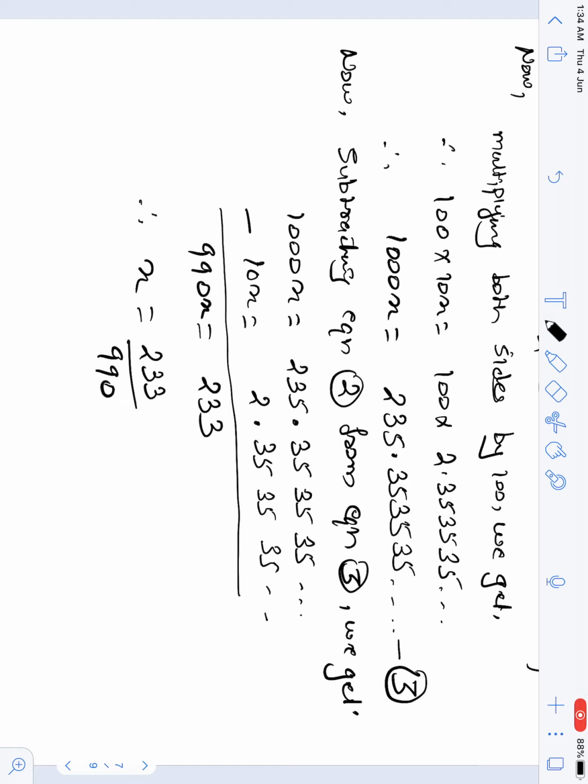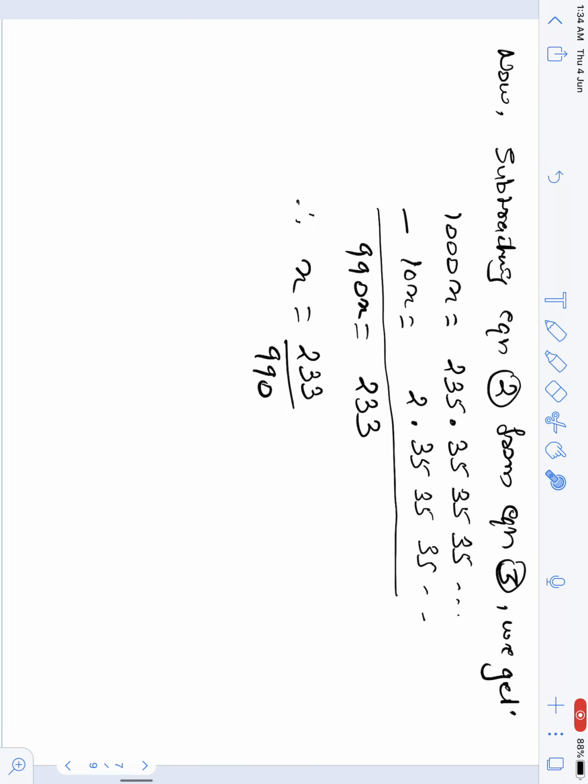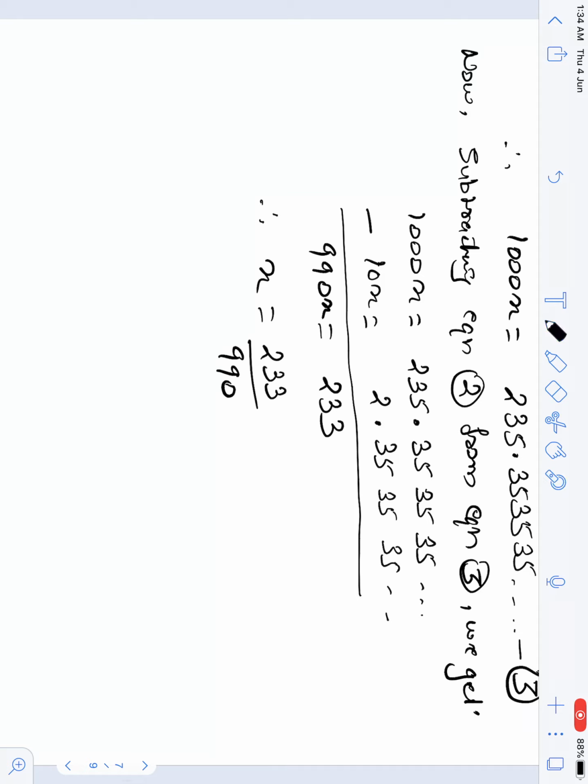So here what we have done, we have converted a decimal number. Further, if you are able to write this number in lowest form, you can convert it into lowest form. So here we have converted a decimal number, that is 0.235 bar, into p upon q form. So the next step will be, therefore, 0.235 bar equals 233 upon 990.